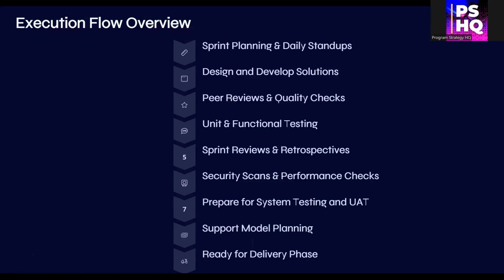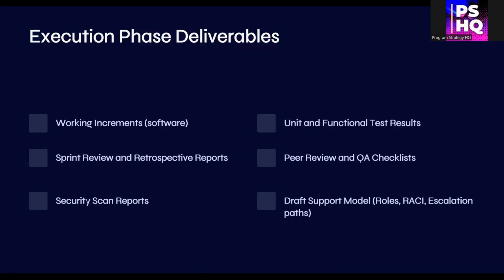Key deliverables from this phase would be working increments of the software, unit and functional test results, sprint program traceability reports, QA checklists, peer review logs, security scan reports, and also your draft support model with RACI definitions and escalation paths. If any of these are missing, circle back before moving forward.